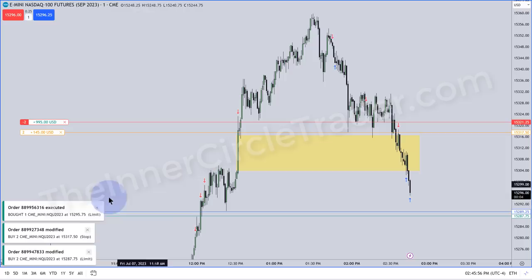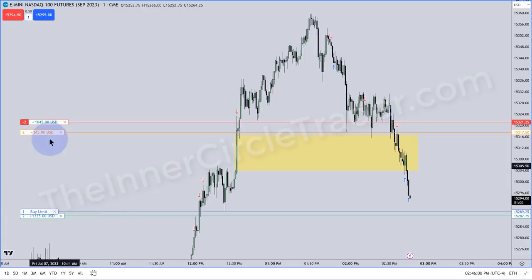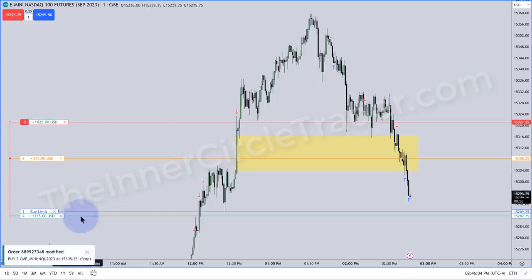Here's another partial. And we'll keep it around $500 on the balance, just in case good old ICT gets it wrong. These next two might fill pretty quick. My stop is rolled, in case you're wondering.